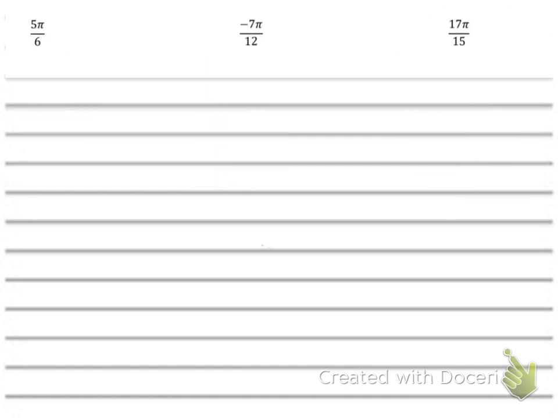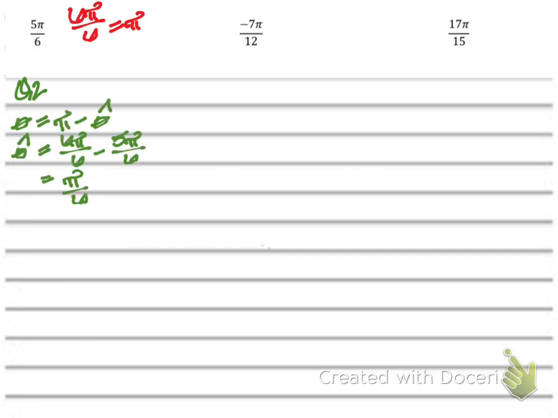All right, so 5 pi over 6. Again, we're going to think about it. We know that 6 pi over 6 is pi. We're in quadrant 2, right? And we would pull our formulas out and plug in. Or you can think about it as 5 pi over 6 is pi over 6 away from 6 pi over 6, which is pi.